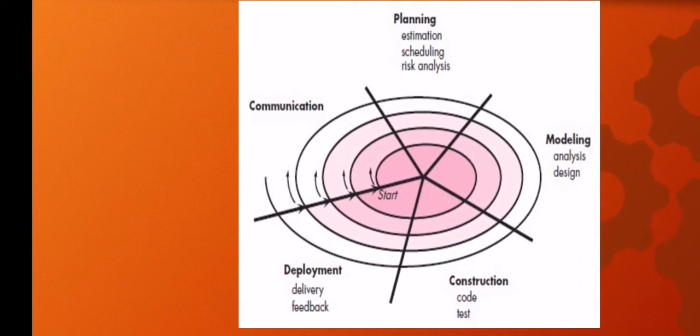Now, the outer spirals take on a classical waterfall approach after requirements have been defined, but permit iterative growth of the software. Now, it operates as a risk driven model. A go or no-go decision occurs after each complete spiral in order to react to risk determinations. Now, the spiral model requires considerable expertise in risk assessment. So it serves as a realistic model for large scale software development.